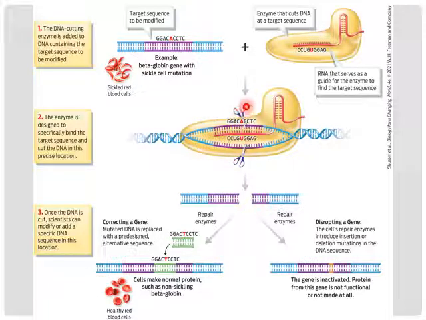Once the DNA is cut, then we can modify or add a specific DNA sequence to that location. So we're going to cut it here, right? And now we can add something that would make normal protein, like non-sickling beta globin. So basically what we're doing with CRISPR, at least in principle, is correcting the genetic mistake that causes the disease in the first place.